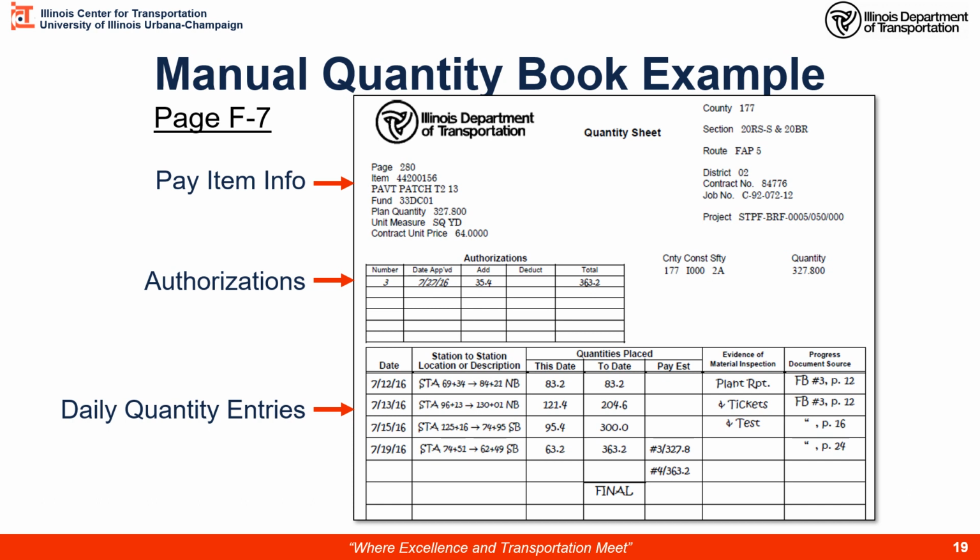Here we see the evidence of material inspection that is required. We will get to this evidence of material inspection in just a little bit. Progress documentation shows on each day where I recorded measurements, maybe depth checks, and other supporting documentation that tells somebody else how we got this quantity for that day. When it's final, I can draw the line and I say it's final. We're not going to place any more for this pay item.